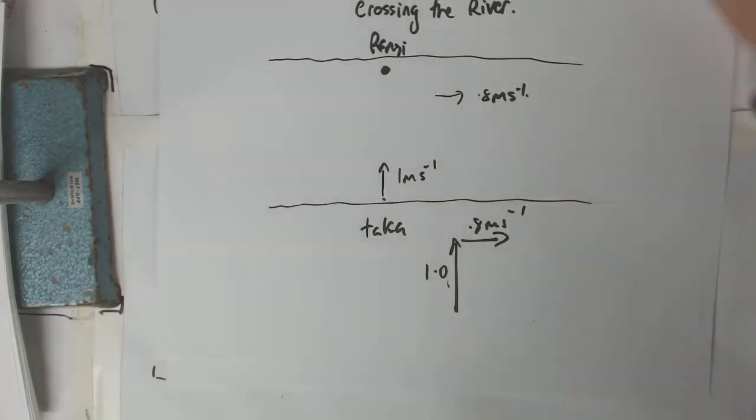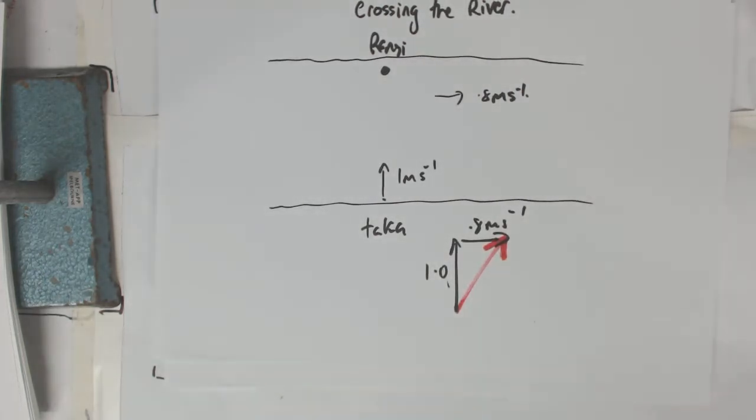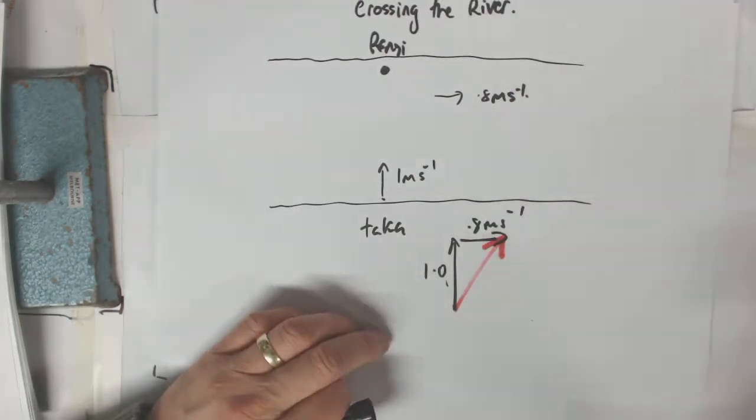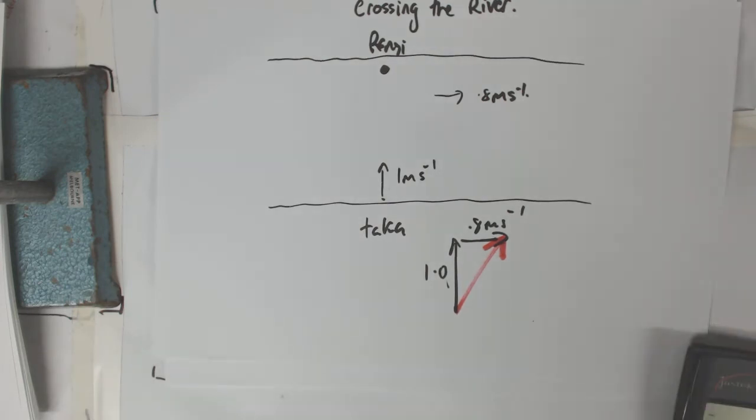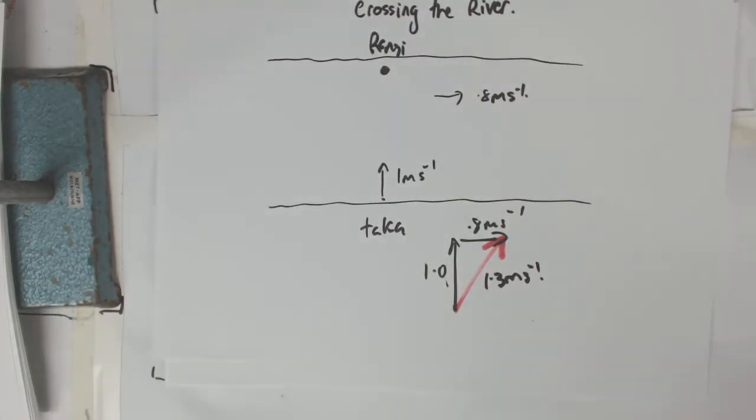So your actual velocity is this red one. So you have to head off at this angle, and you knew that. Your actual velocity at the end of the day is relative to the ground. You can use Pythagoras. So it's going to be 0.8 squared plus 1 squared, that's 0.64 plus 1, which is 1.64, and we take the square root. The square root of 1.64 equals 1.28, so we'll make that 1.3 meters per second. So you go a lot faster than you can actually swim.